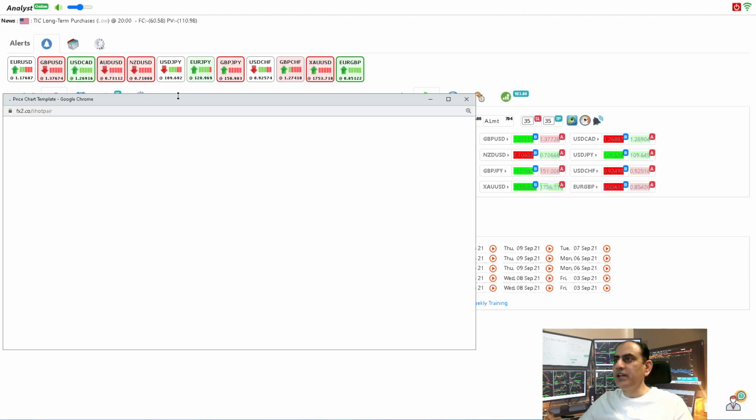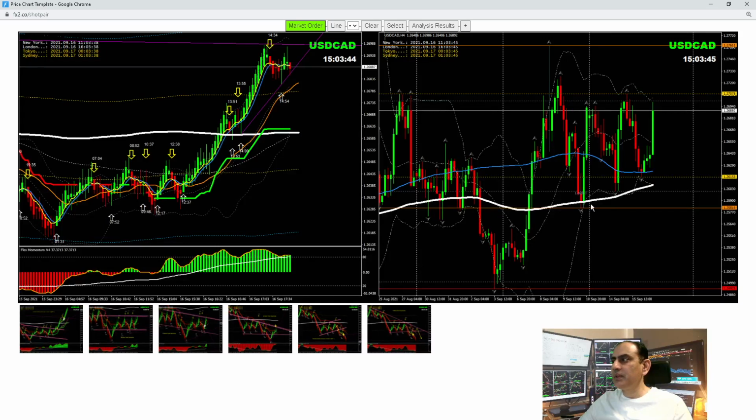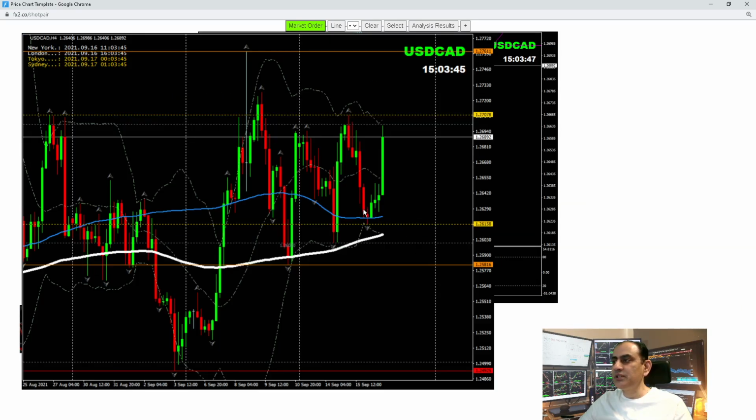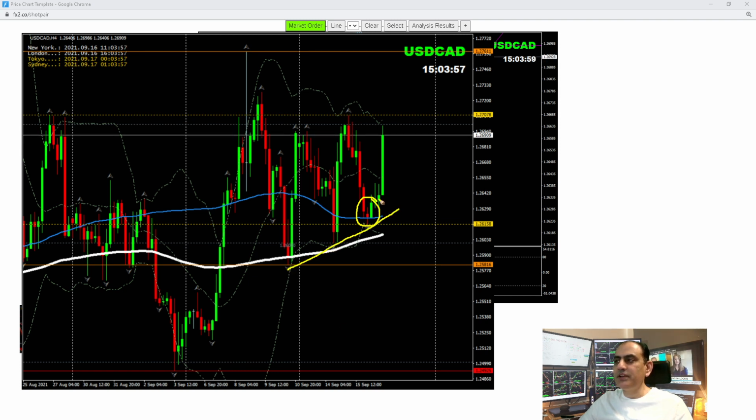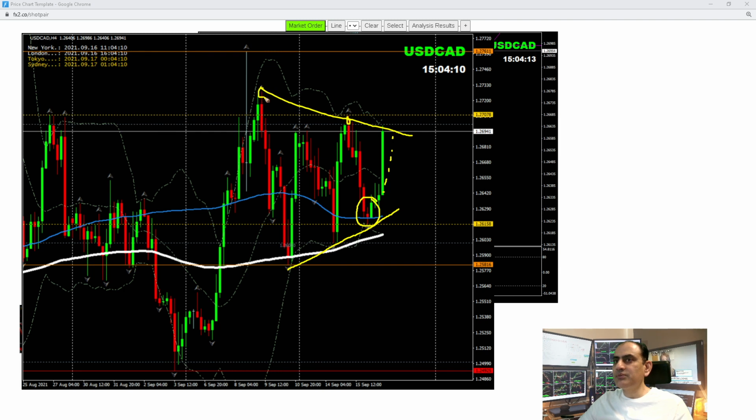All right, so dollar CAD. If you look at the dollar CAD, yesterday we were short, bank beautiful pips. As soon as the price developed this bullish engulfing candle at the support level, we were finding a reason for long, and we took it, and the news was good, and after the news we had a beautiful pullback, bank beautiful pips as soon as the price hit the resistance level.